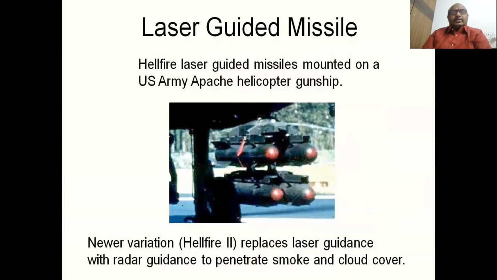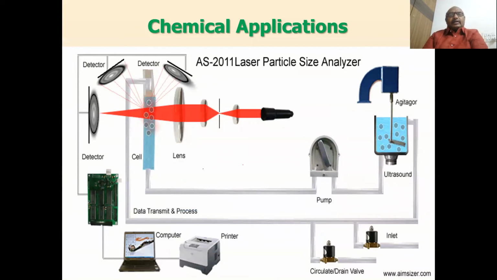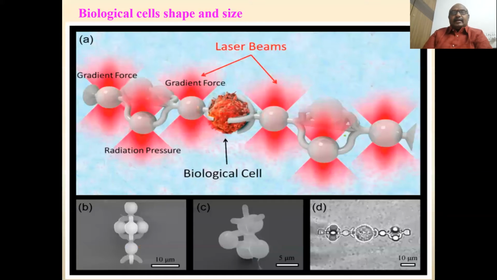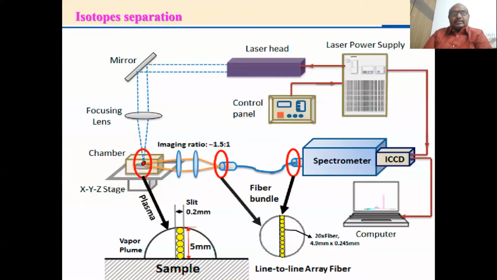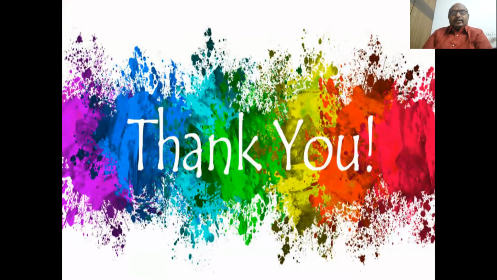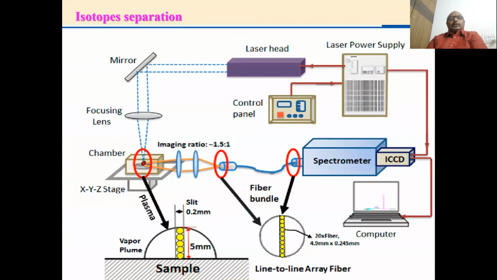And lasers are used in chemical reactions. Lasers are used in laser particle size analyzers to analyze biological cells, and shape and size are also analyzed with the help of the laser. Isotopic separation. These are all good applications of lasers in different fields.